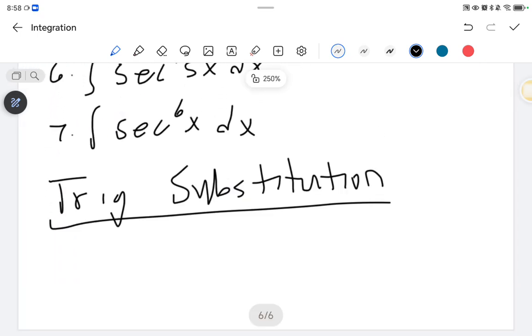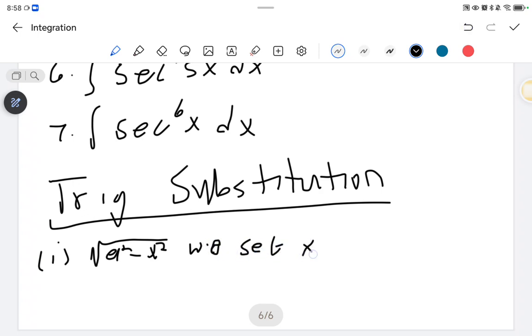When we are at trig substitution, we're going to be looking at three functions. The first function we are talking about is a squared minus x squared, which we will have to solve like this. Every time we see this case, we set x equal to a sine u.